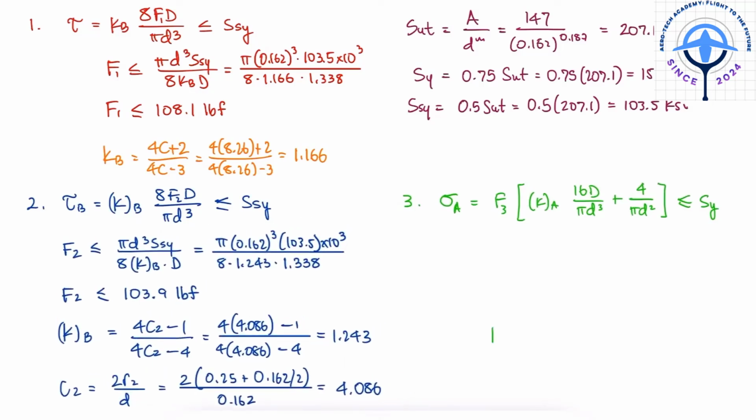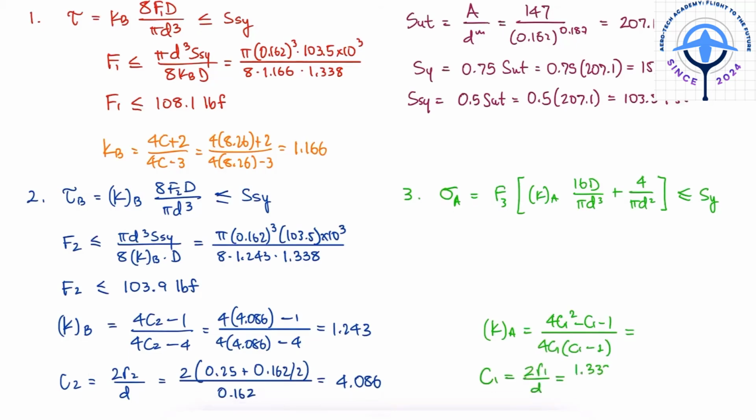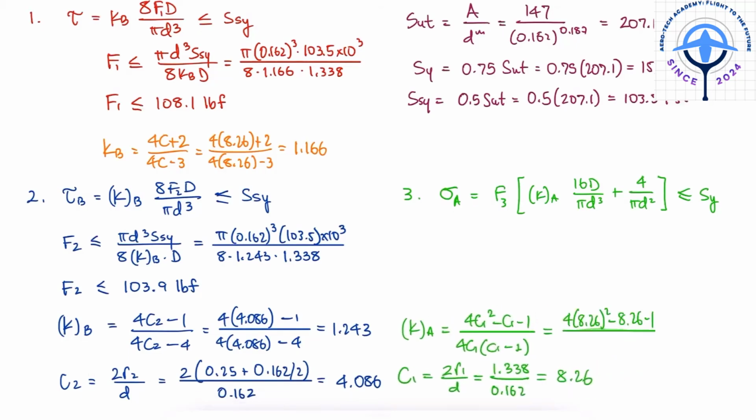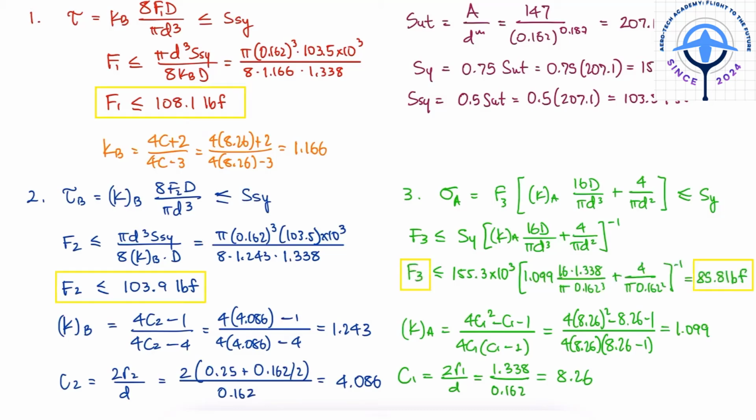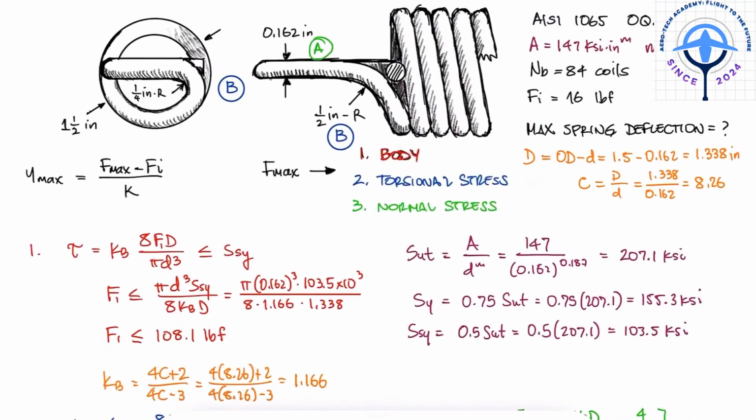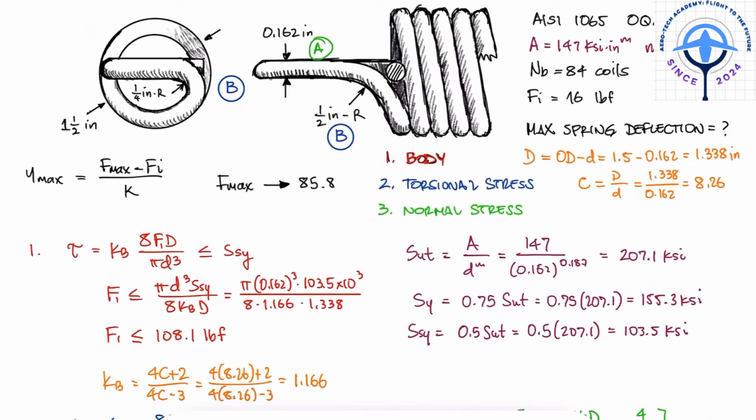Finally, for the normal stress on hook point A, we need the bending stress correction factor Ka, which depends on C1, which in turn depends on R1. With the value for Ka, we can solve for the maximum force that still doesn't cause the normal stress to overcome the yield strength. Out of the three forces we found, we see that the lowest one is F3. So if the external load is greater than 85.81 pounds, our extension spring would fail due to the normal stress, and therefore the maximum allowable force is F3.